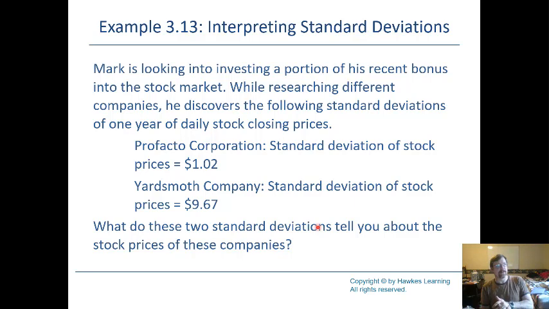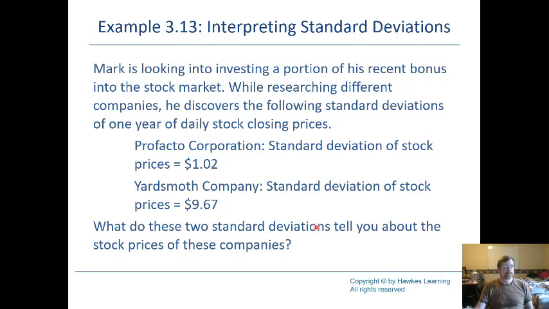So we've got standard deviations for daily stock prices. What do these two standard deviations tell you about the companies? We've got one where the standard deviation is about $1, and one where the standard deviation is closer to 10. Think about what that tells you about the daily stock closing prices, and pause when you're ready to move on.